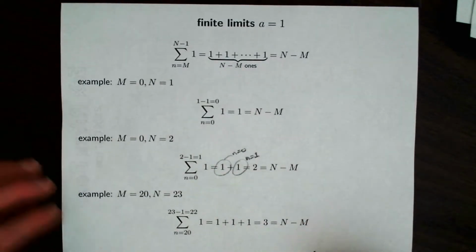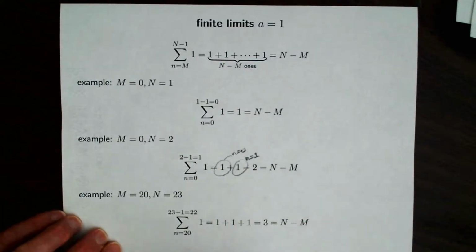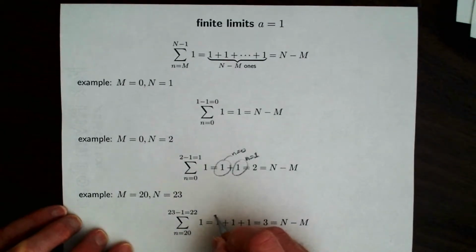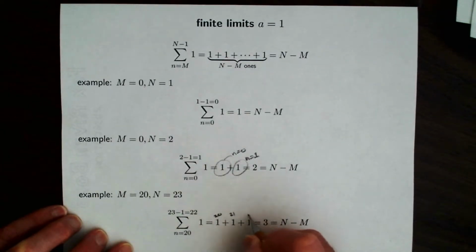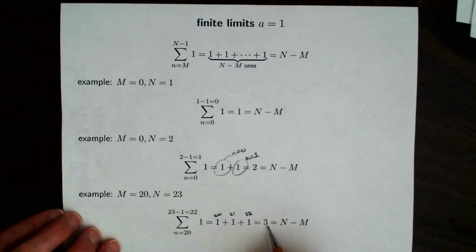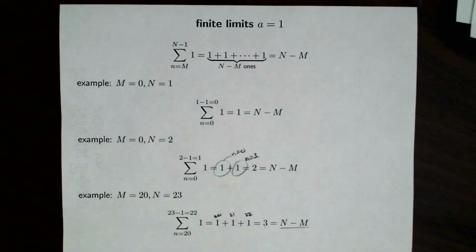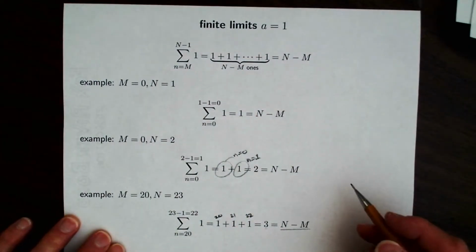Let's look at another example. Let's just try something very random. Let's sum from 20 up to n minus 1, which would be 22. And so here are the terms. This is the 20th term, this is term 21, and this is term n equal 22. 1 plus 1 plus 1, well, that's 3, and that also turns out to be the value of n minus m. So hopefully by looking at a few of these examples, we trust this formula for the case a equal to 1.